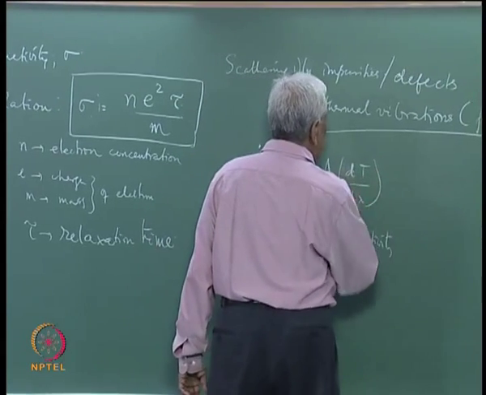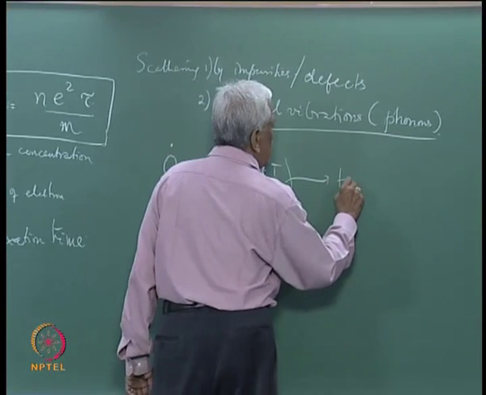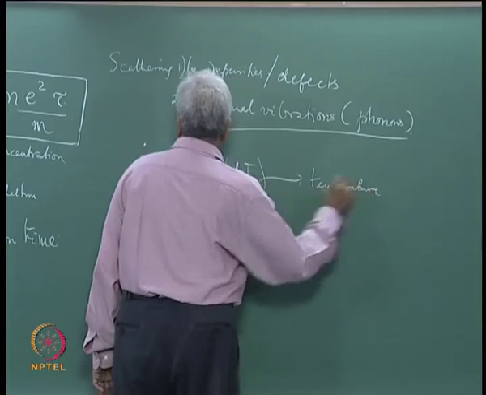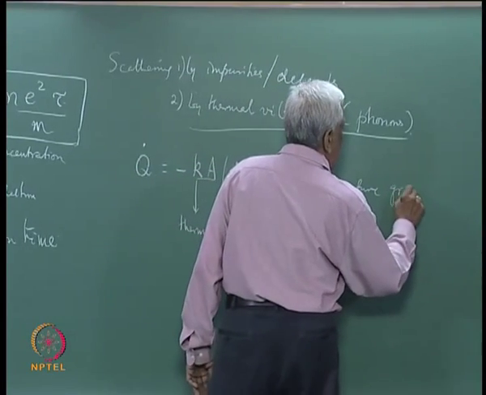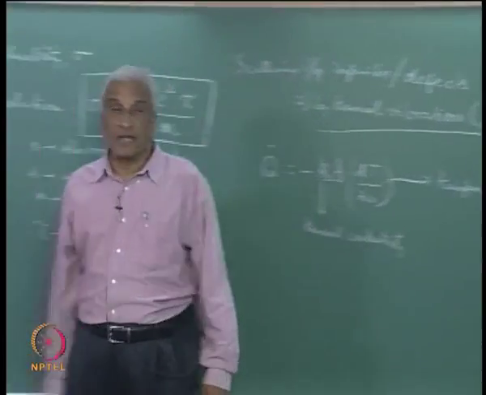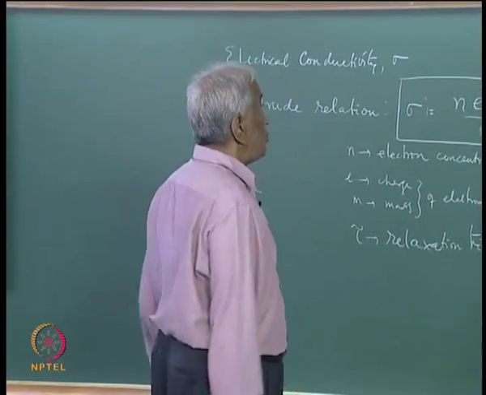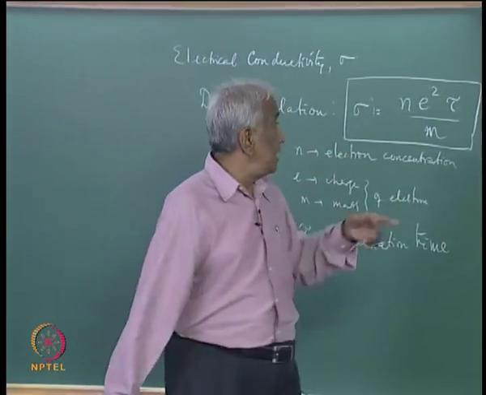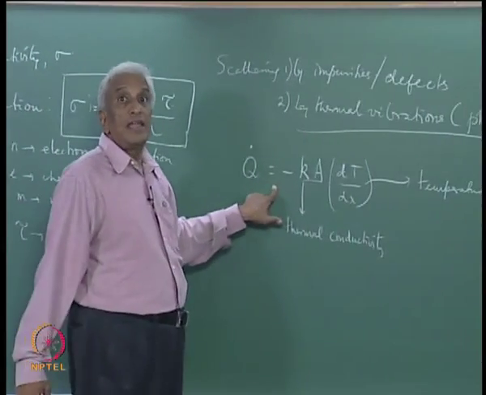So, this is the temperature gradient. We all know that heat flows against a temperature gradient, from a hot end to a cold end, whereas the gradient is directed from the cold end to the hot end. The negative sign is an indication of that.